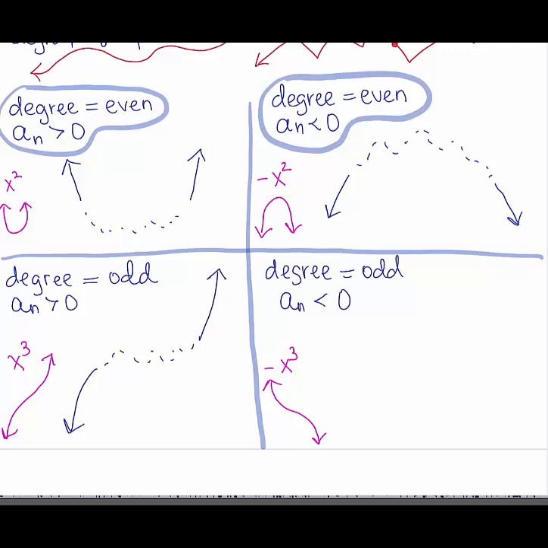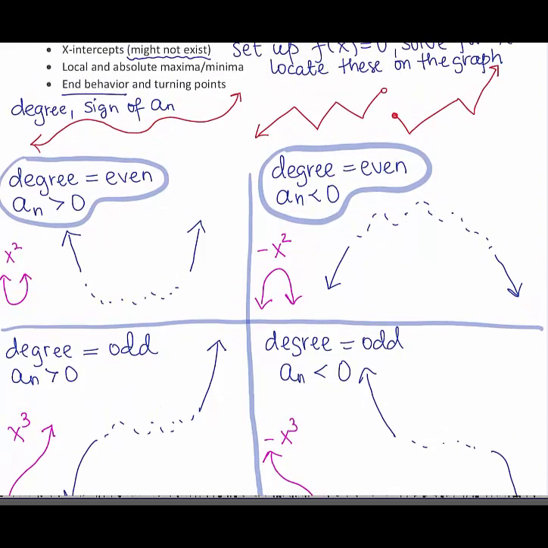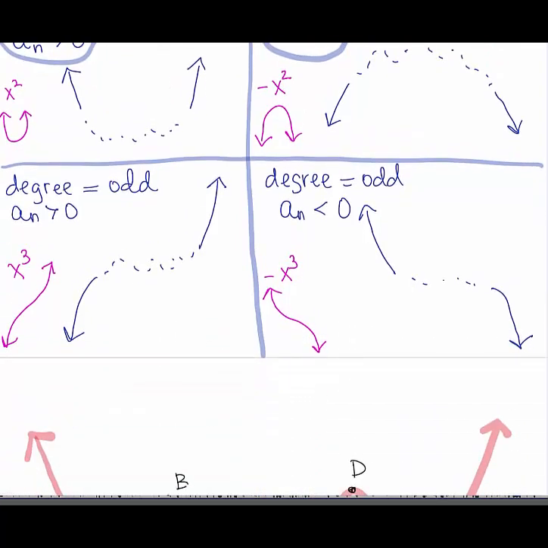All right, we have up to the left, down to the right. And now if you see a polynomial function, you can identify its degree and the sign of the leading coefficient, and then you can map it to one of these scenarios. So that is the end behavior. Let's go ahead and talk about the turning points.